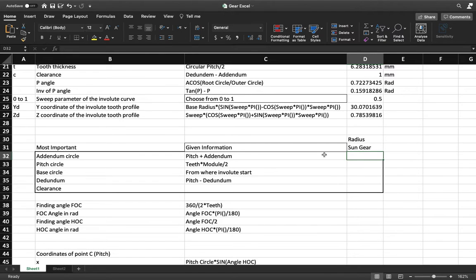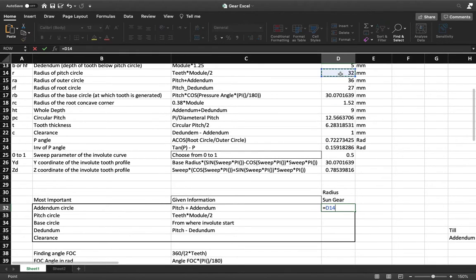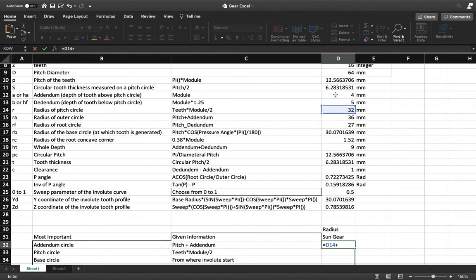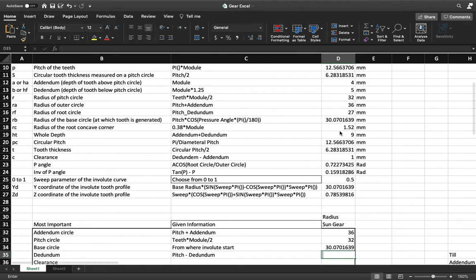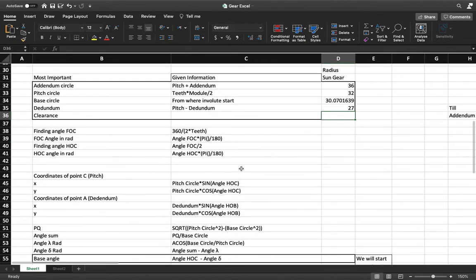The addendum. It's the pitch plus addendum. Now, pitch, as we already know, is 32. Base, it's right here. I'm just filtering out all this information. The addendum, where was it? Pitch minus the addendum. Okay, clearance is not important right now.